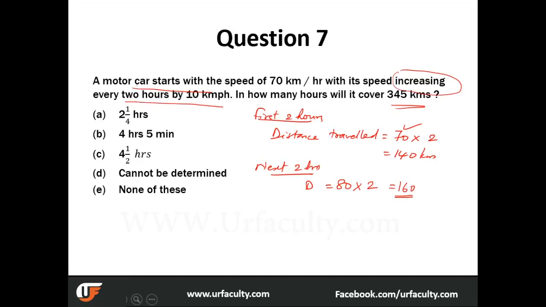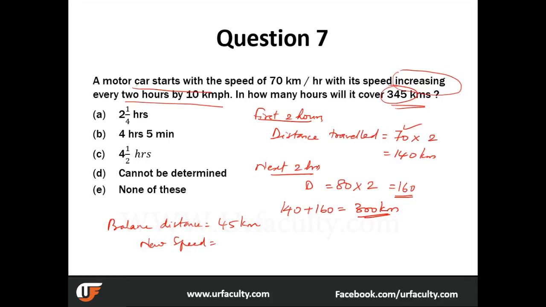So what do we have now? We now have 140 plus 160, which is equal to 300 kilometers, right? And what is it they are asking for? They are asking for 345 kilometers, right? So what is our next step? So we need to identify what is the balance distance that has to be traveled. Balance distance is equal to 45 kilometers. And what is the new speed? New speed is equal to, it was 70, it is 80, and now it is 90 kilometers per hour, right?